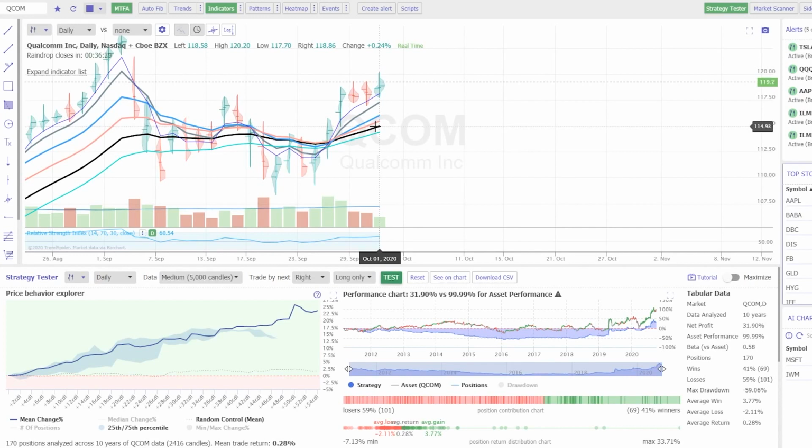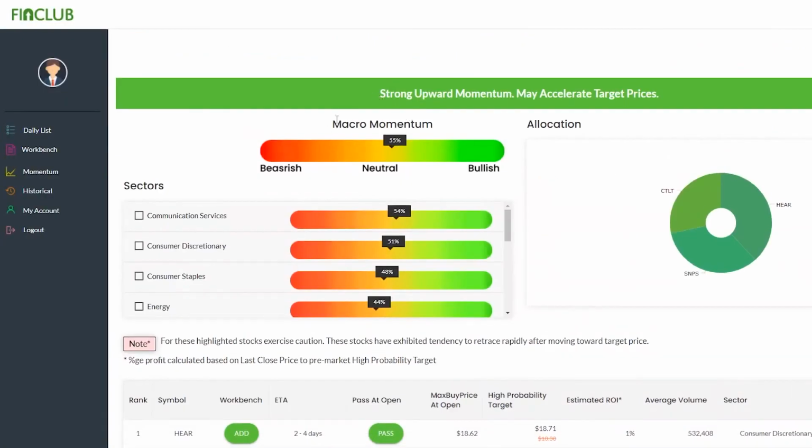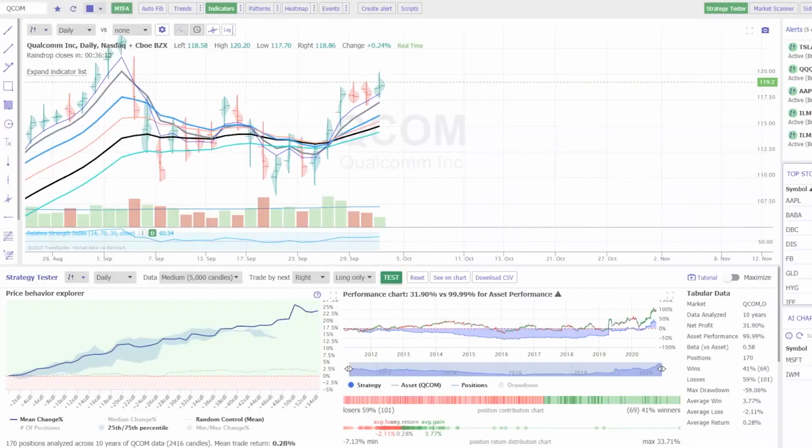Which are we going to choose? It's plainly obvious we need to go with the 20-day, which is the black line. And then additionally, we're combining that with FinClub target picks and FinClub market momentum, market trajectory, and growing market momentum. All of that sounds really good to me. So let's go enter our Qualcomm trade. Now, granted, anything can happen.